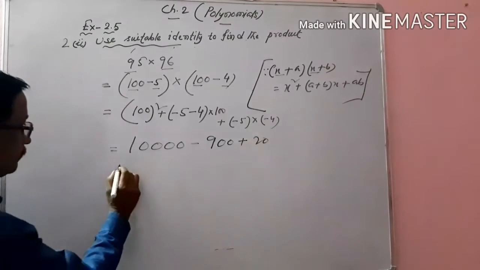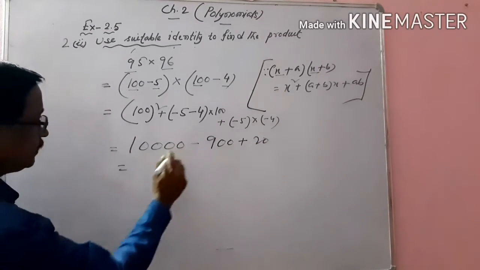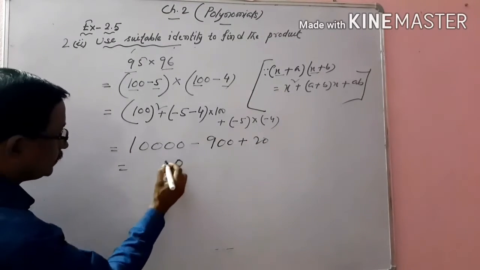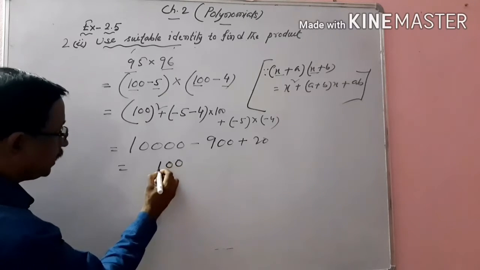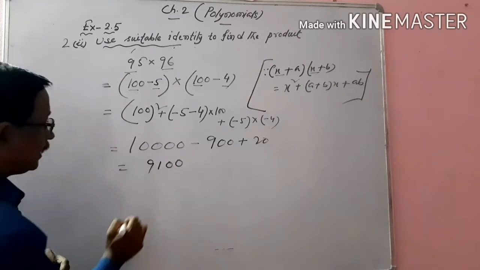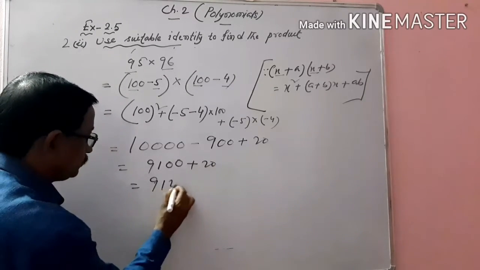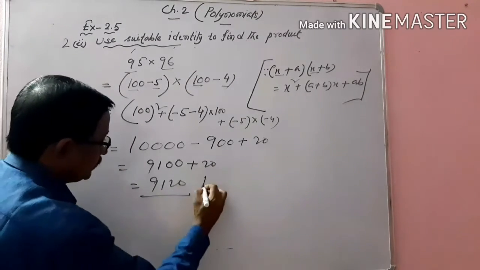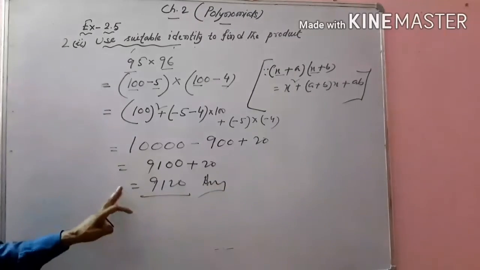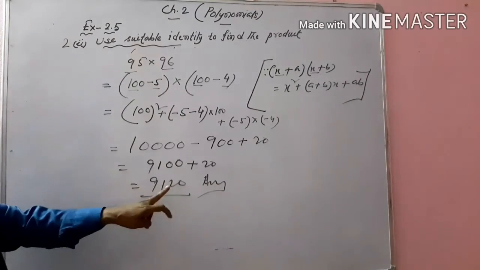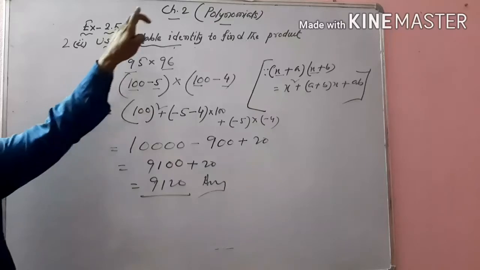Now only do the subtraction, 10,000 minus 900, what will we get? 0, 0 and 1, then 1 carry 9. And plus 20, equal to 9120. Okay, is it the final answer? If you multiply also, you will get the same answer, but you have to use the identity.